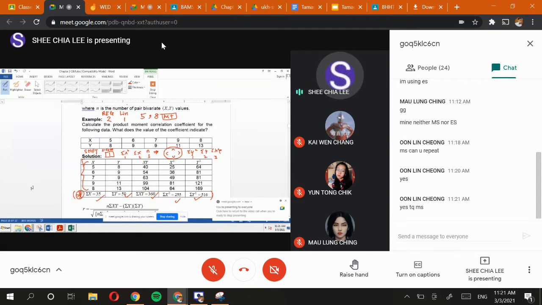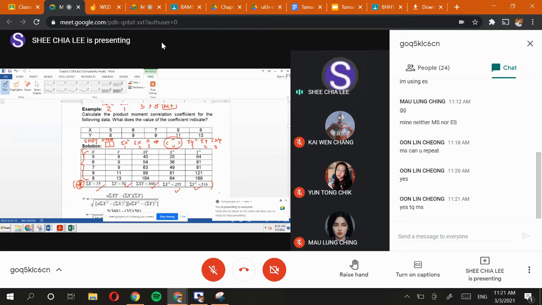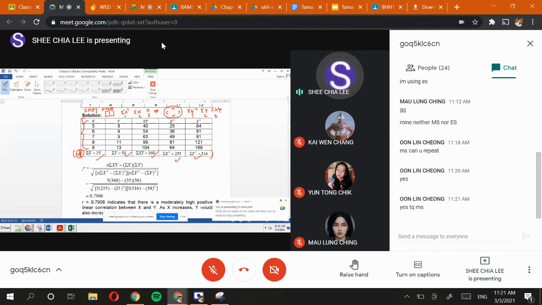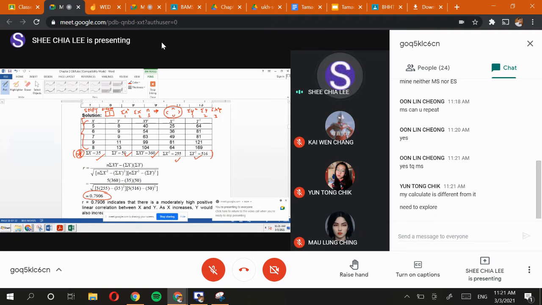All right, if no problem, this is basically how you get this. So let's say if I want to find the R. For R, you have to calculate. The answer that you get from your calculator is just for you to check whether your answer is correct or not only. It's not for you to directly put R equals 0.7906. No. So how to check this answer whether correct or not?